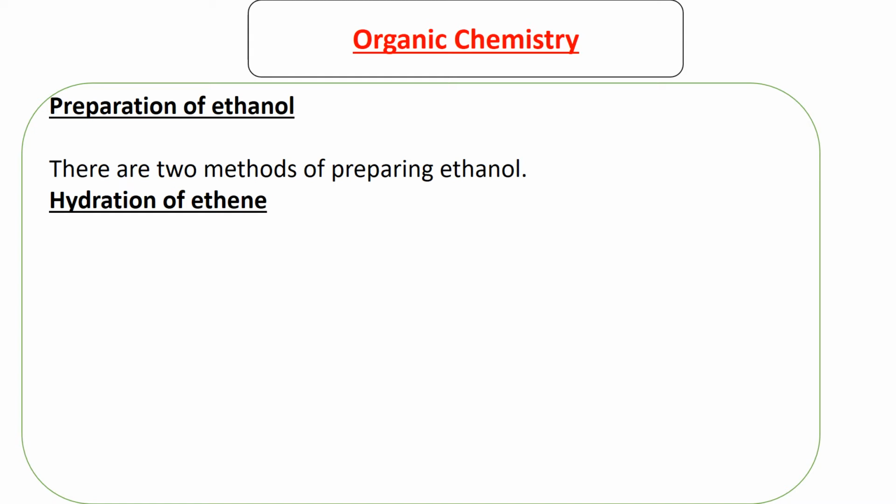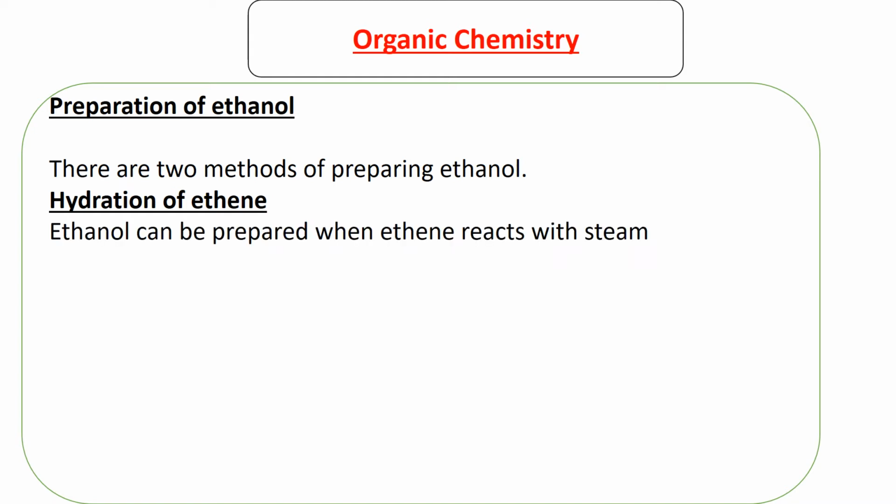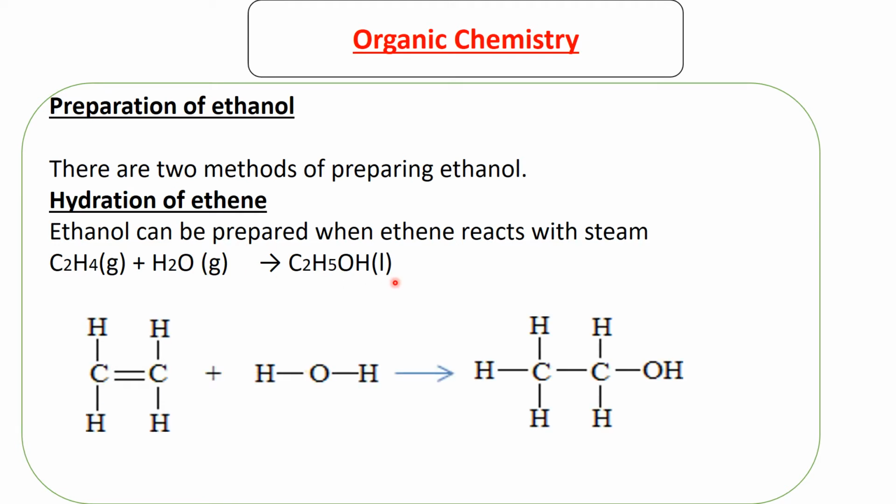However, the water is usually in the form of steam. So ethanol can be prepared when ethene reacts with steam. So we have ethene here reacting with steam, forming ethanol. So using structural formula, we have ethene reacting with water to form ethanol. And what happens here is when you hydrate ethene, this bond is going to break so that we have a single bond here. Then this carbon atom is going to form 1 bond, and this carbon atom is going to form 1 bond, because carbon atoms always need to have 4 bonds.